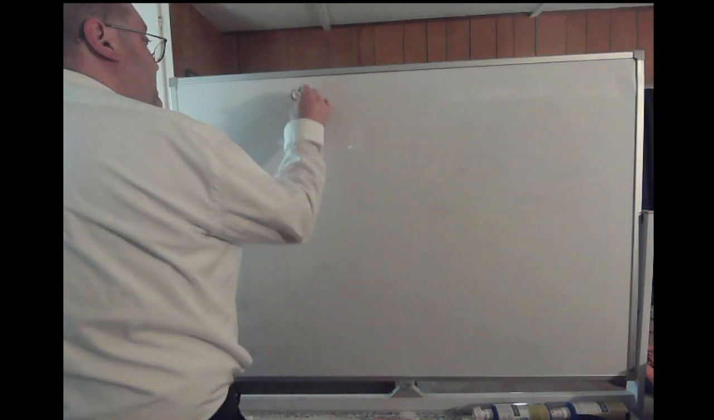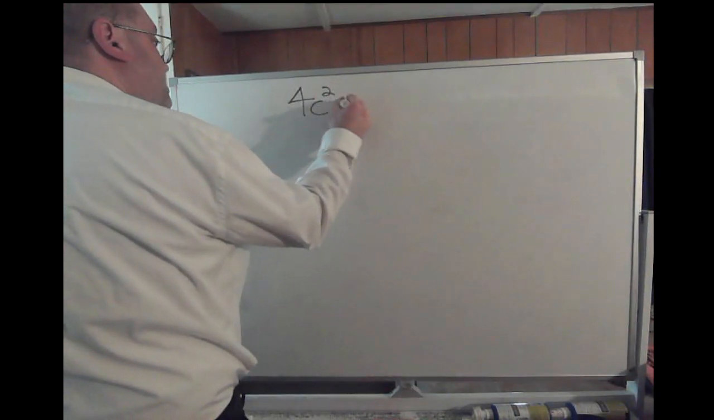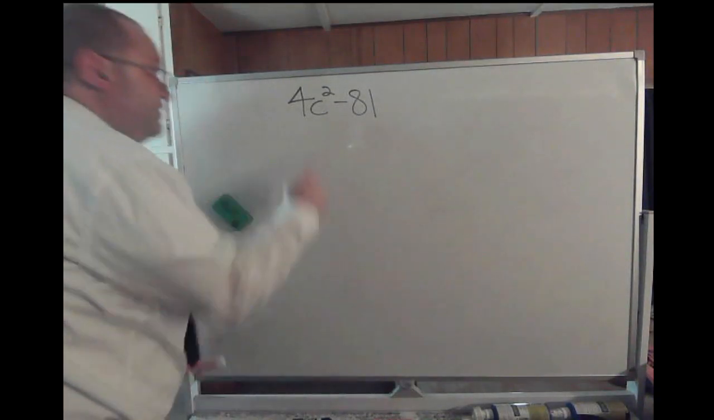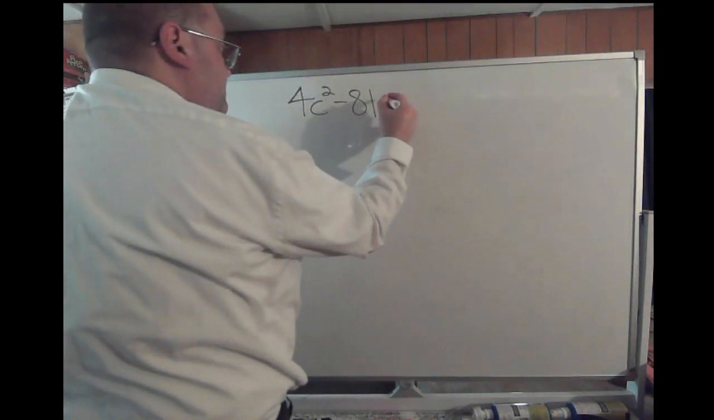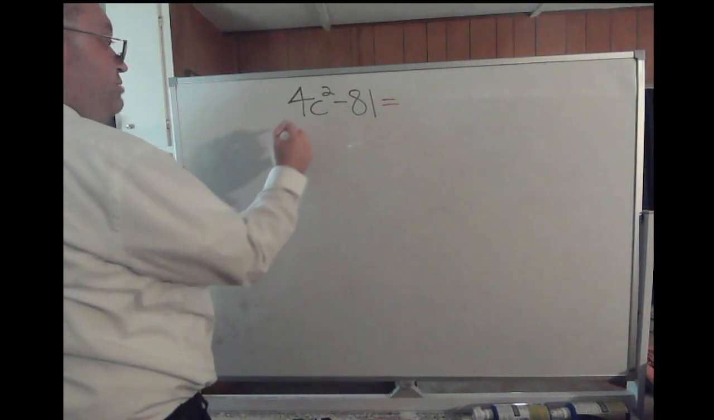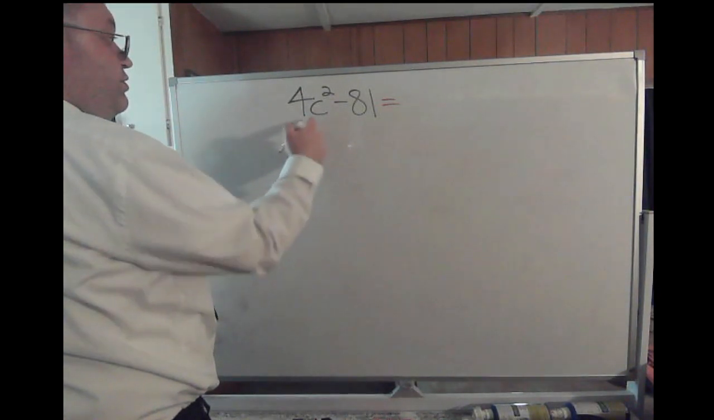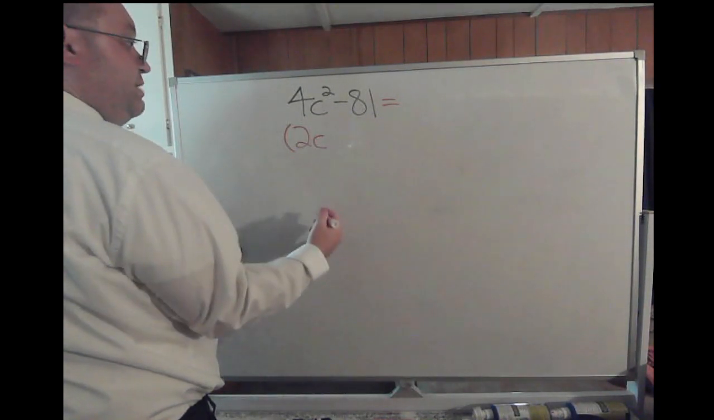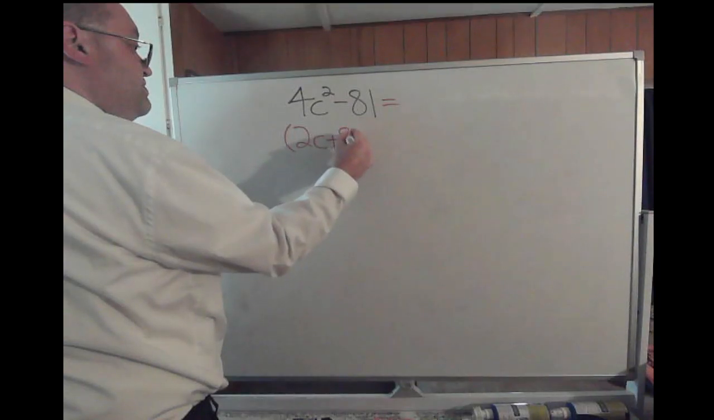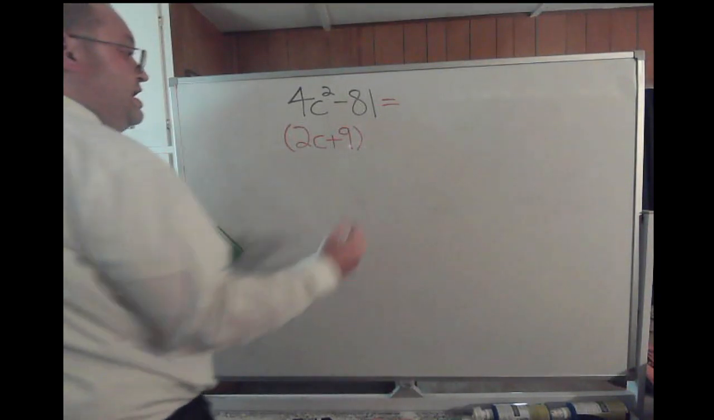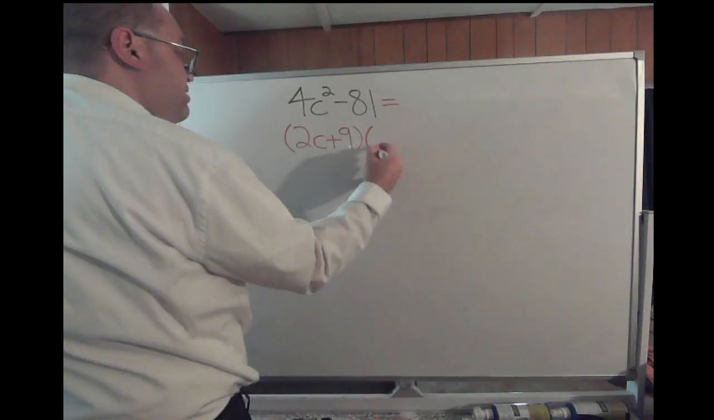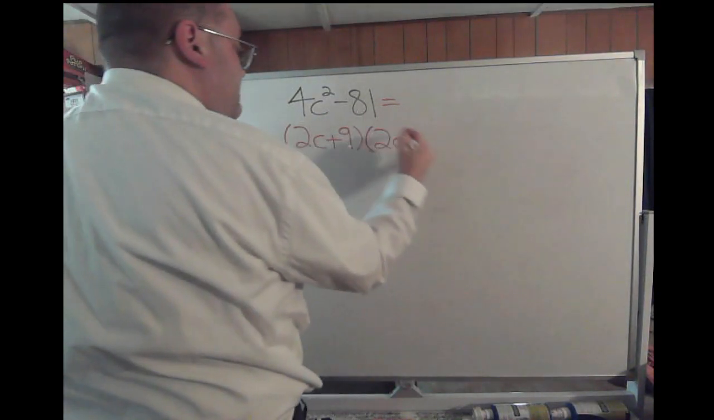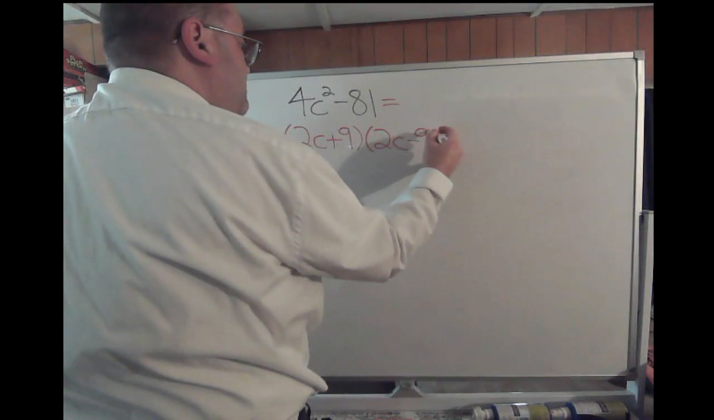Alright, now let's say you had something like 4c squared minus 81. All of a sudden, the coefficient on the variable is no longer 1, it's something other than 1. Well, start out by taking the square root of 4c squared, that would be 2c. Then the square root of 81, that'd be positive 9, so you have 2c plus 9. And then you have another parenthesis, you also have 2c for the square root of 4c squared. Then you have negative 9 for a root of 81 also.